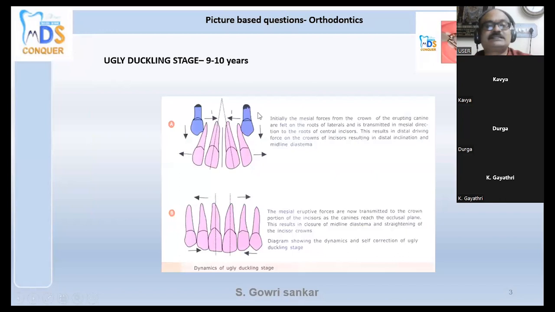So why does this occur? This occurs during eruption of the permanent canines. That question is also given.